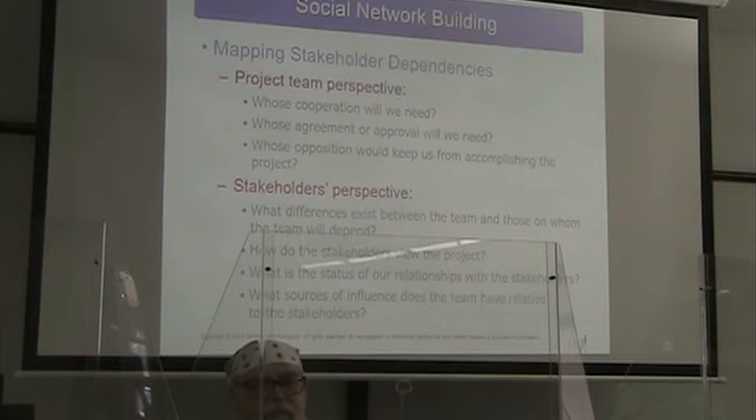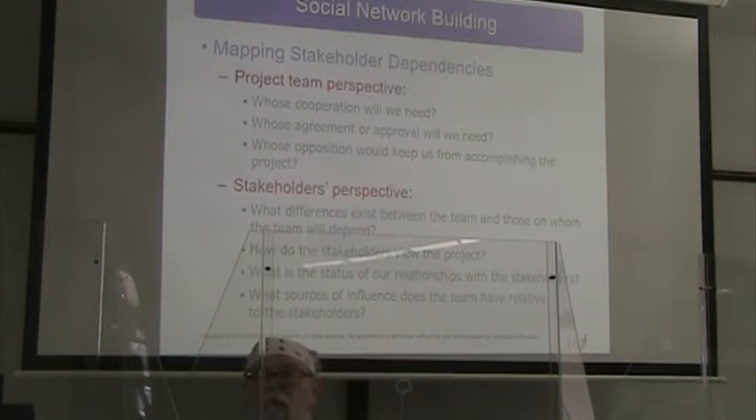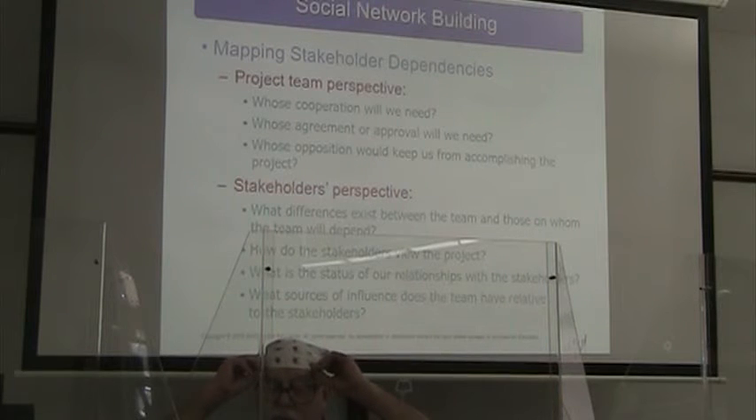All right. So social network building, we want to understand our stakeholder dependencies. So from our project team's perspective, we want to know whose cooperation are we going to need? Whose agreements or approvals are we going to need? Whose opposition would keep us from doing our project? Right? So these are all going to be important.